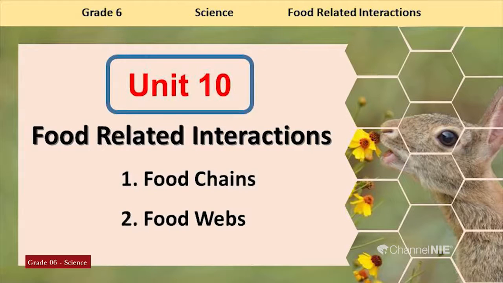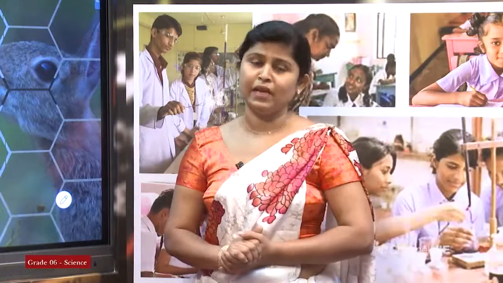Today we are going to learn about such type of interactions based on food. Our lesson is Food Related Interactions, Unit 10 of your textbook. In this lesson, I am going to discuss about food chains and food webs. In addition to food chains and food webs, I will explain you about the importance of food webs and food chains and different modes of nutrition of animals. Before starting the lesson, I have brought you some pictures to show you. We will see the pictures first and after that we can come back to the lesson.